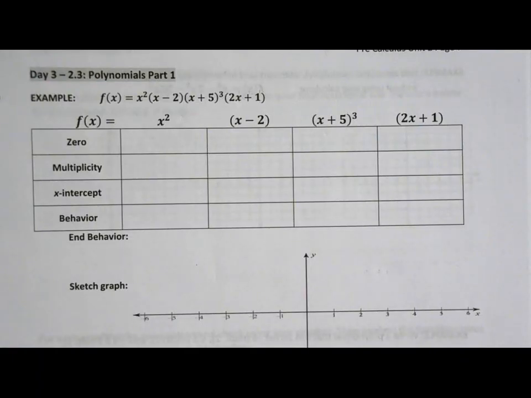All right, polynomials. Let's start here. What do you guys remember about polynomials from last year? Forget about what you see on the notes in front of you. What do you guys remember about polynomials?